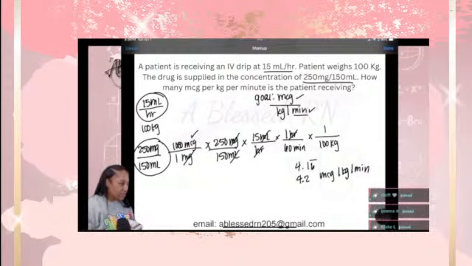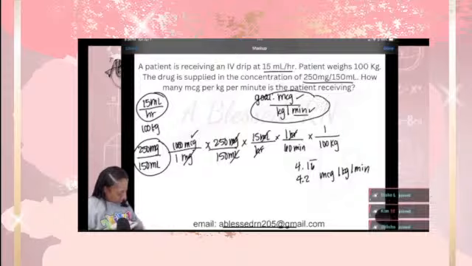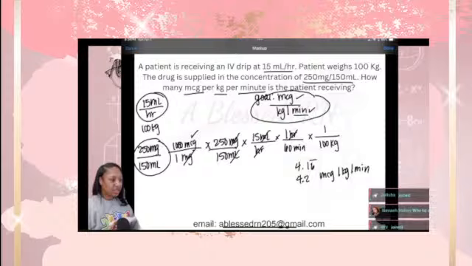I love this way. Me too. I'm telling you, why is kilograms at the bottom? Because that's part of our goal. Because it asks us to find microgram per kilogram per minute.